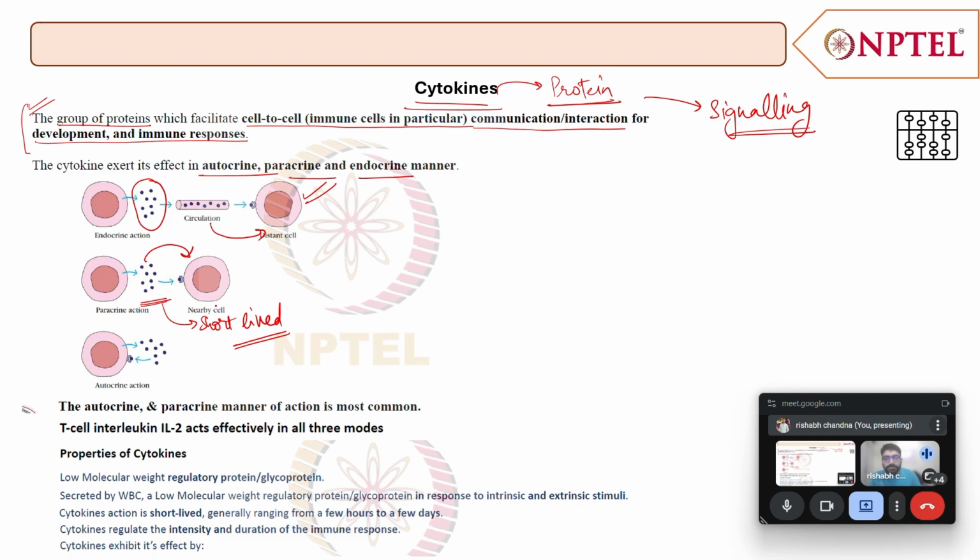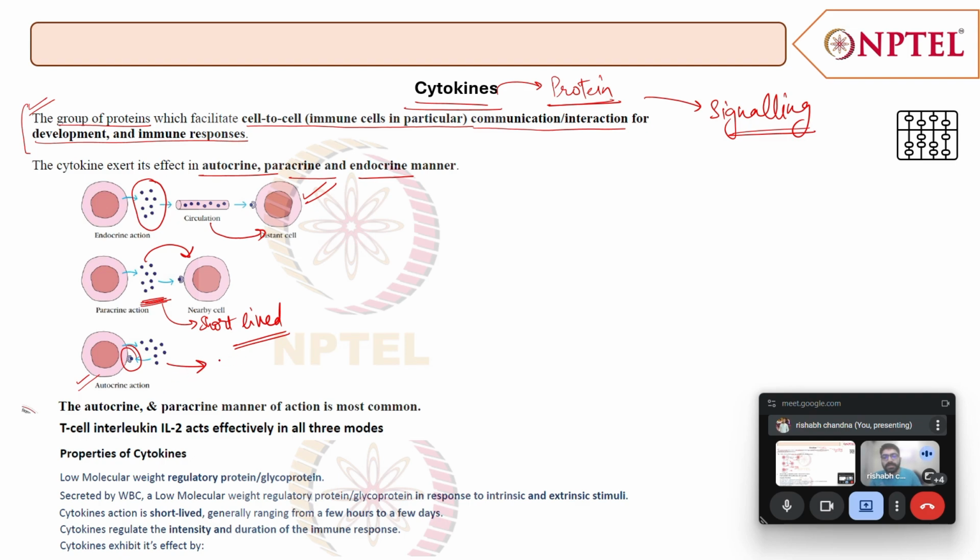Okay, so in terms of paracrine, once the cytokine is released, it will directly act on the nearby cell and its function will be gone. Now the last one is autocrine. That means the cells that are secreting the cytokines can directly have that function on themselves. They have the receptor, and the cytokines can directly act on the cell that is secreting. That means autocrine.